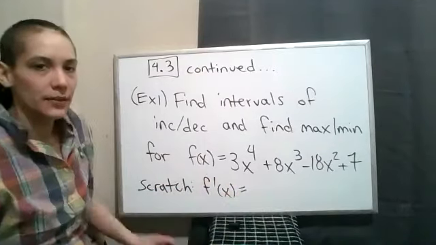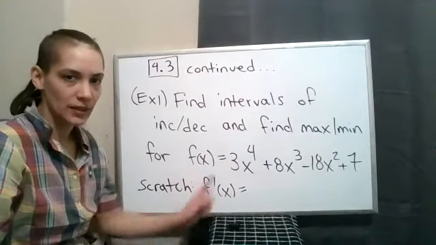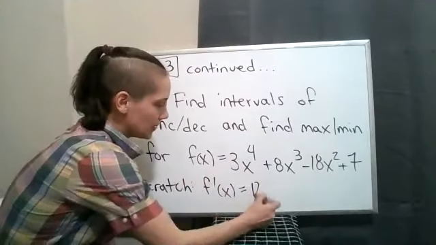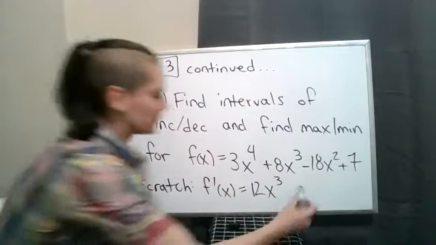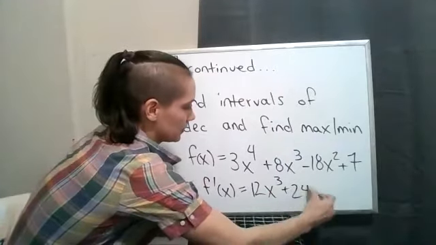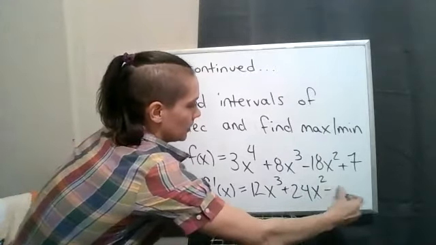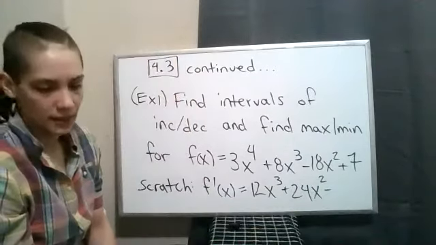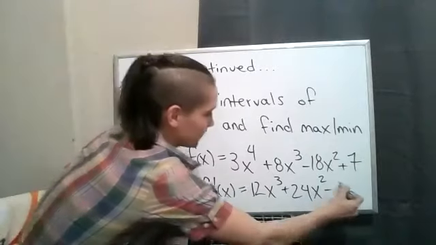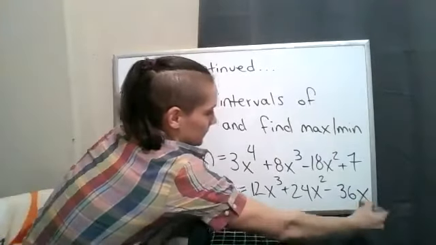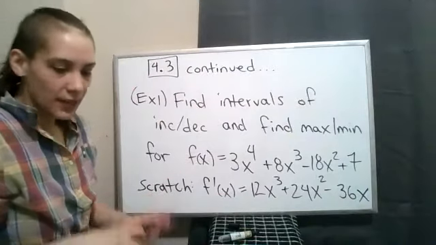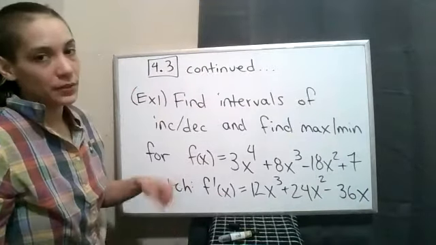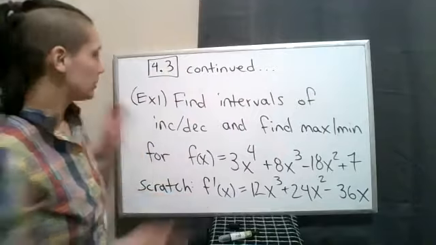Let's find the derivative. So we'd have 12x cubed add 24x squared minus 36x. Then we let f prime equal 0, or we figure out where f prime is undefined.